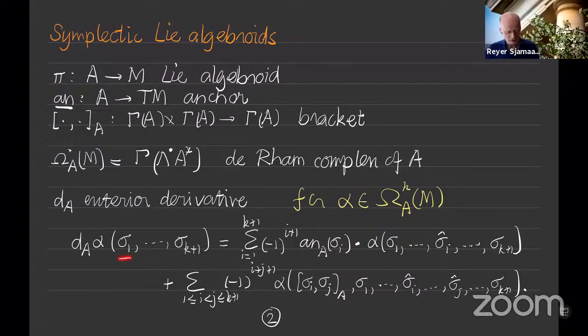The sigmas stand for sections of A. And how do you compute that? Well, you form these functions by plugging in k sections. And then you take the anchor of the remaining section. So this is a vector field. And I differentiate this function along this vector field. And that's the first term. And then the second term involves the bracket operation of the Lie algebroid. And that's your de Rham differential.